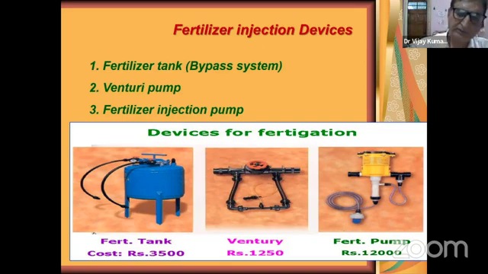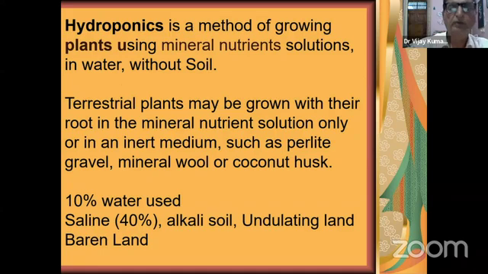So we require these implements for fertigation. Now after this fertigation, there is a technique called hydroponics. That means the method of growing plants using mineral nutrient solution in water without soil, soilless culture. So, have you seen the gardens of Babylon?